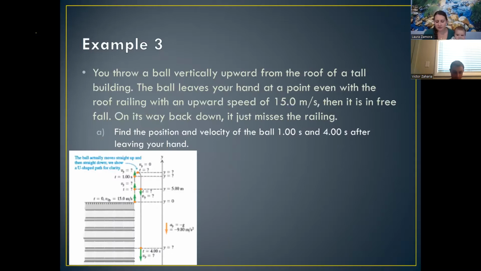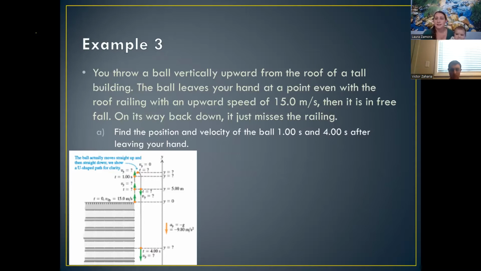Okay. So I think we should have enough time to get through example 3 as well, and then this will be the last thing that we do today. So example 3: you throw a ball vertically upward from the roof of a tall building. The ball leaves your hand at a point even with the roof railing with an upward speed of 15 meters per second. Then it is in free fall. On its way back down, it just misses the railing.